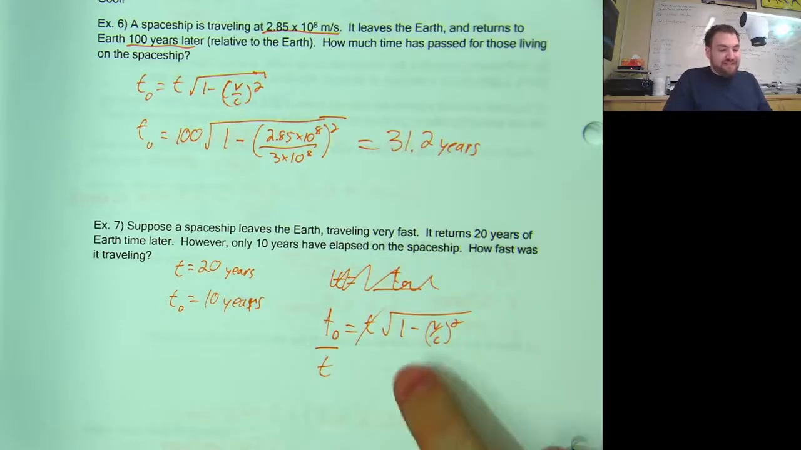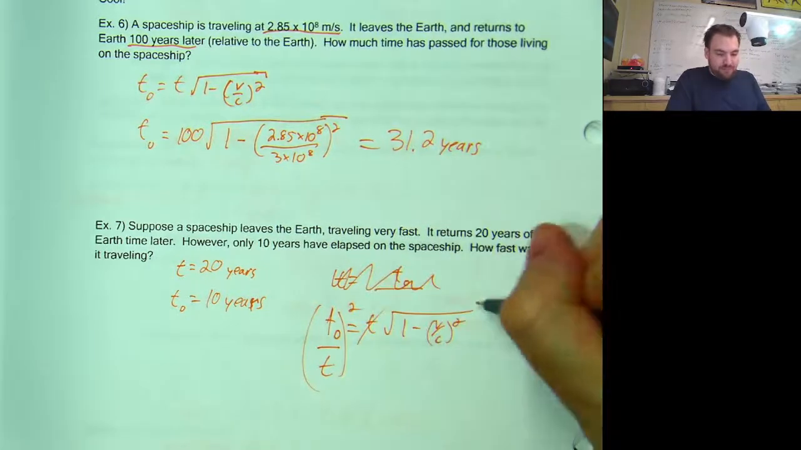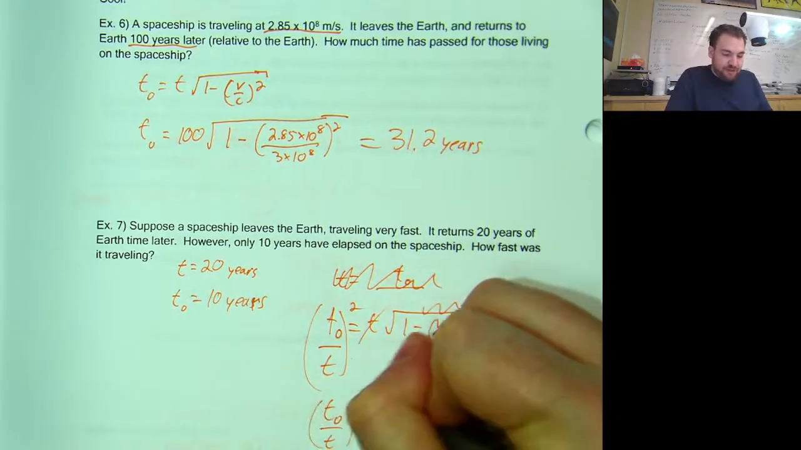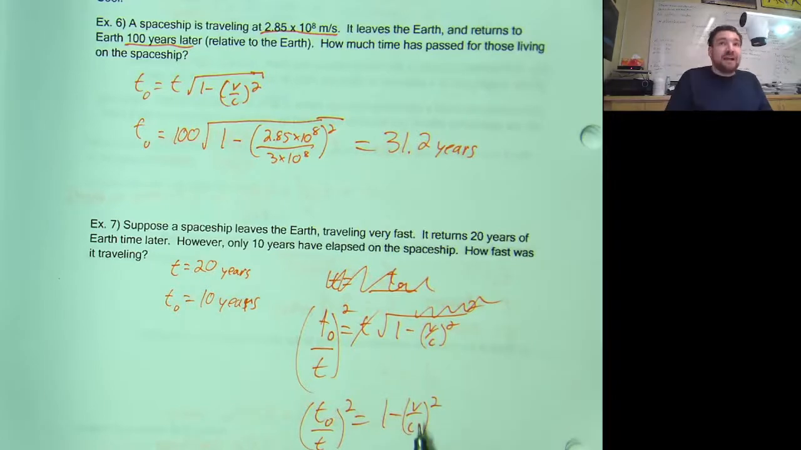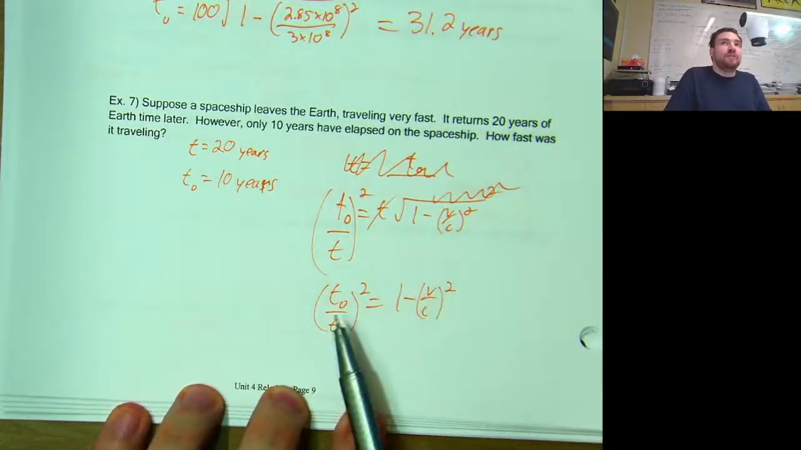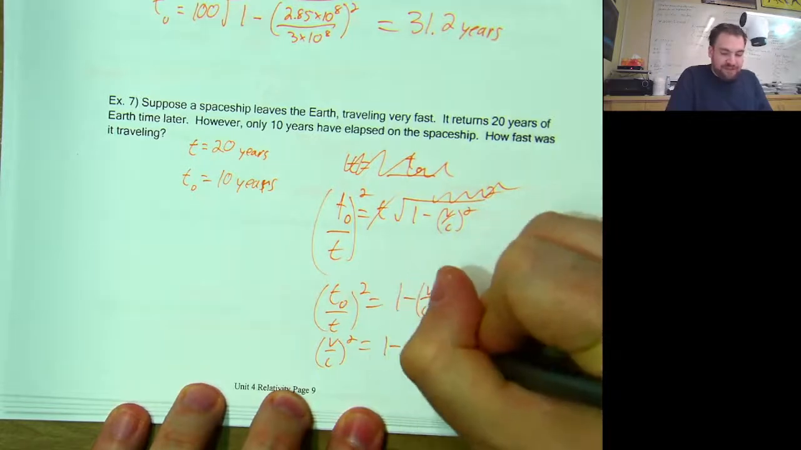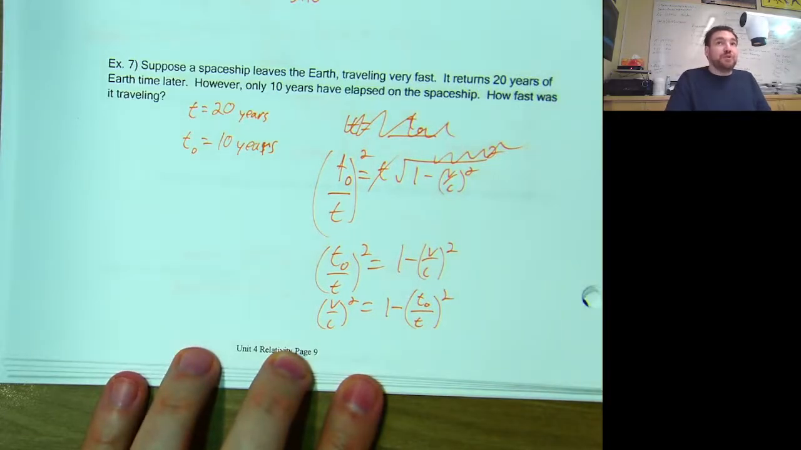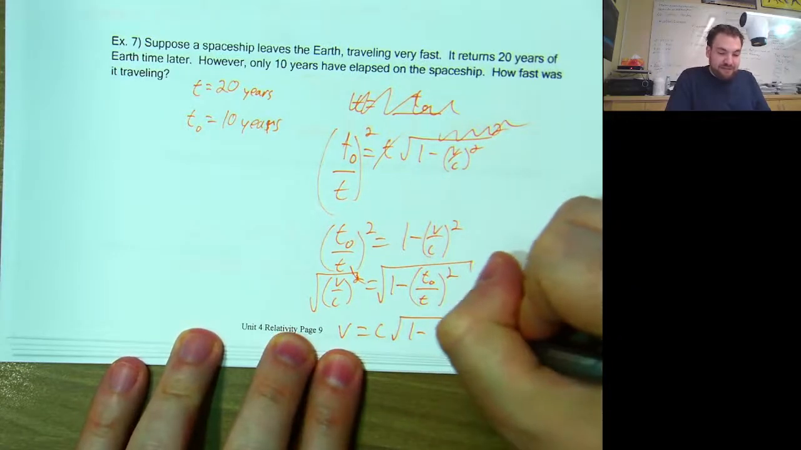That cancels out there. Next, I'm trying to isolate for v, so I'm going to square both sides. So I've got T0 over T all squared equals 1 minus v over c all squared. I'm going to add this piece over and subtract this piece over. So v over c all squared is equal to 1 minus T0 over T all squared. I'm going to square root both sides and multiply by c, giving us v, our velocity that we're looking for, is equal to c times the square root of 1 minus T0 over T all squared.